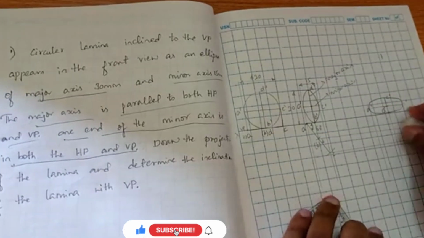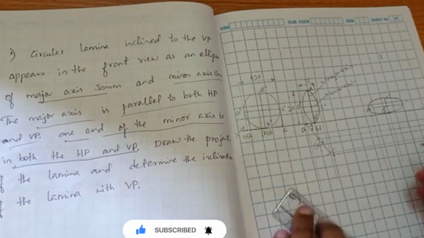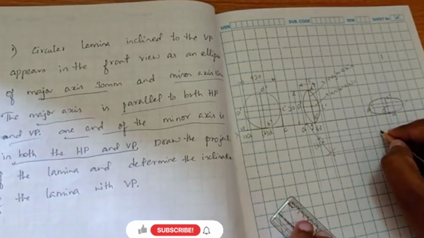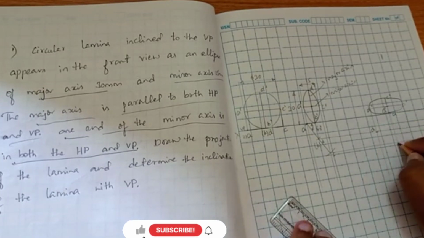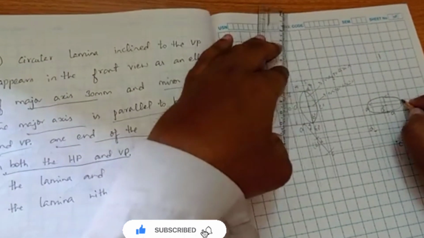Projection lines. Okay, now here we get A. So this point is D, this point is C, and this point is B. Correct. So this is B dash.